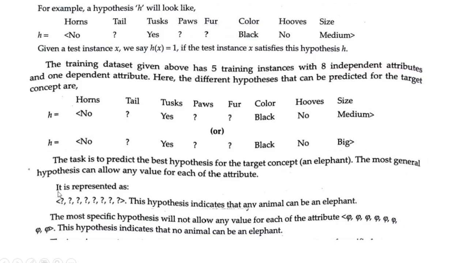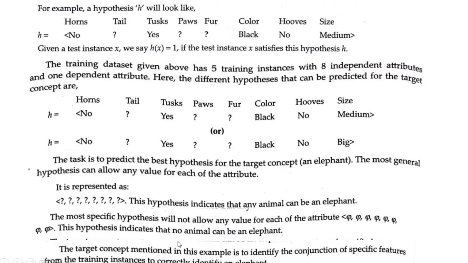This is an example of general hypothesis. If I write general hypothesis, all the values will be question mark. If I write all the values as question mark, in this case it means that any animal can be an elephant. If I write the most specific hypothesis, all the attributes will be null value. It means that it cannot take any value, no values. So that means no animal can be an elephant. This is just an example to illustrate the difference between general hypothesis and more specific hypothesis.